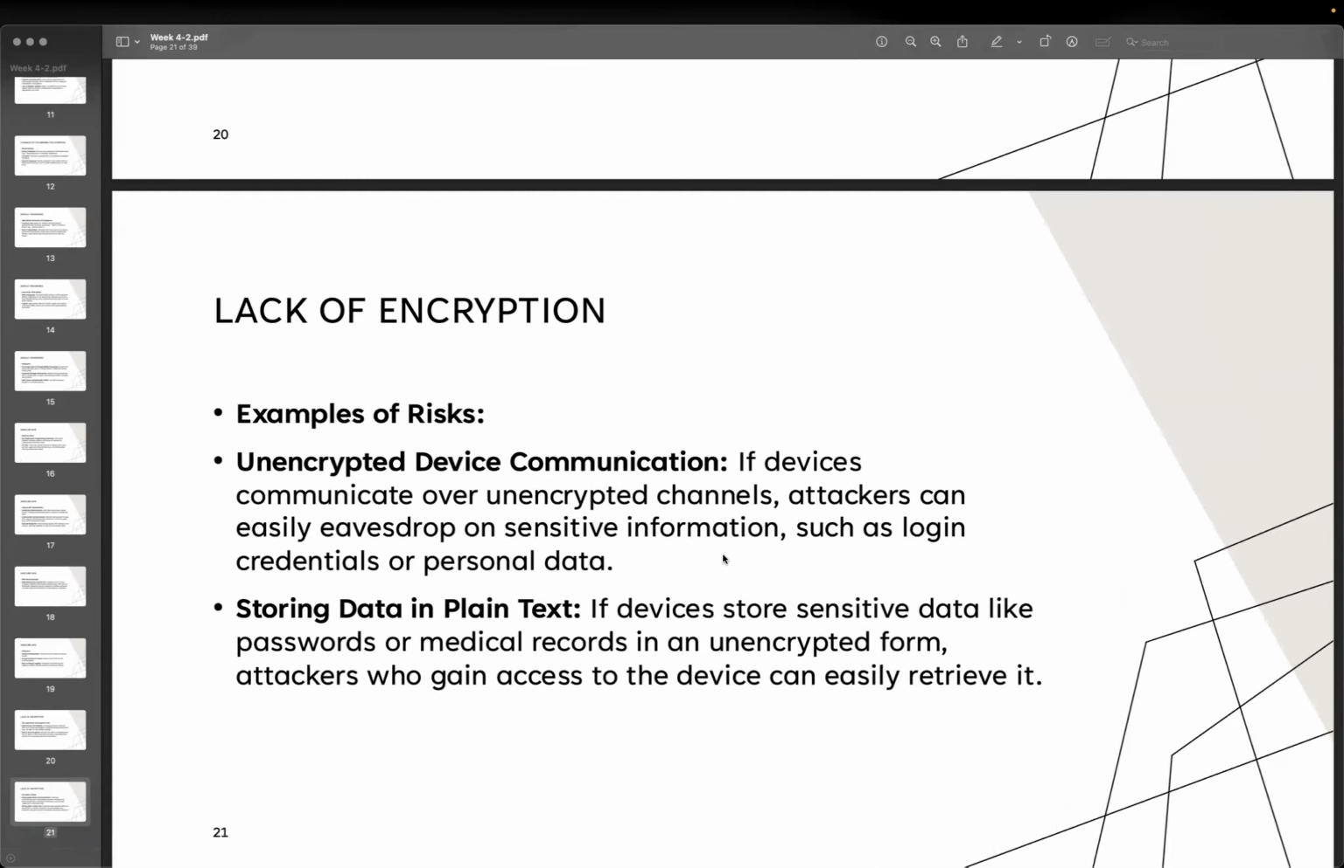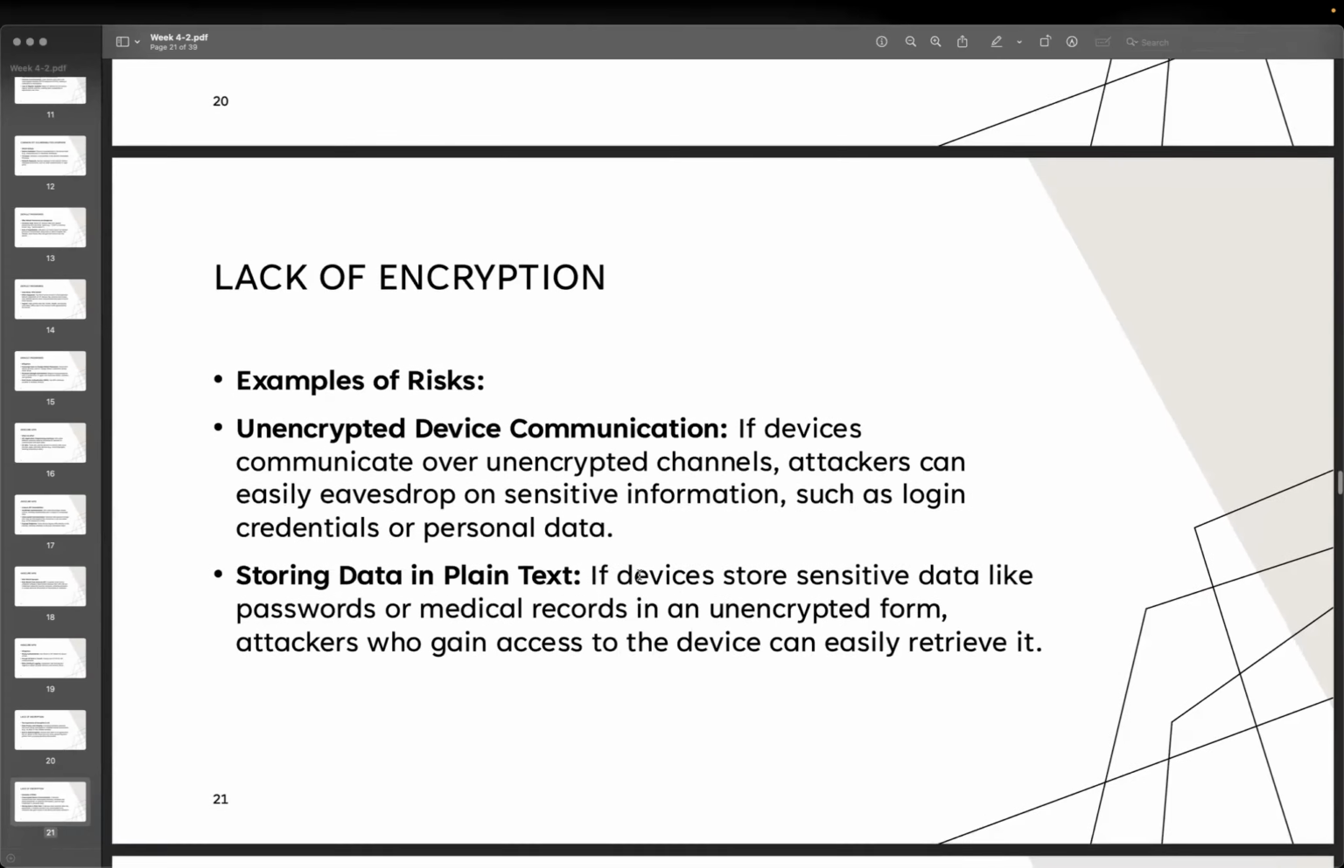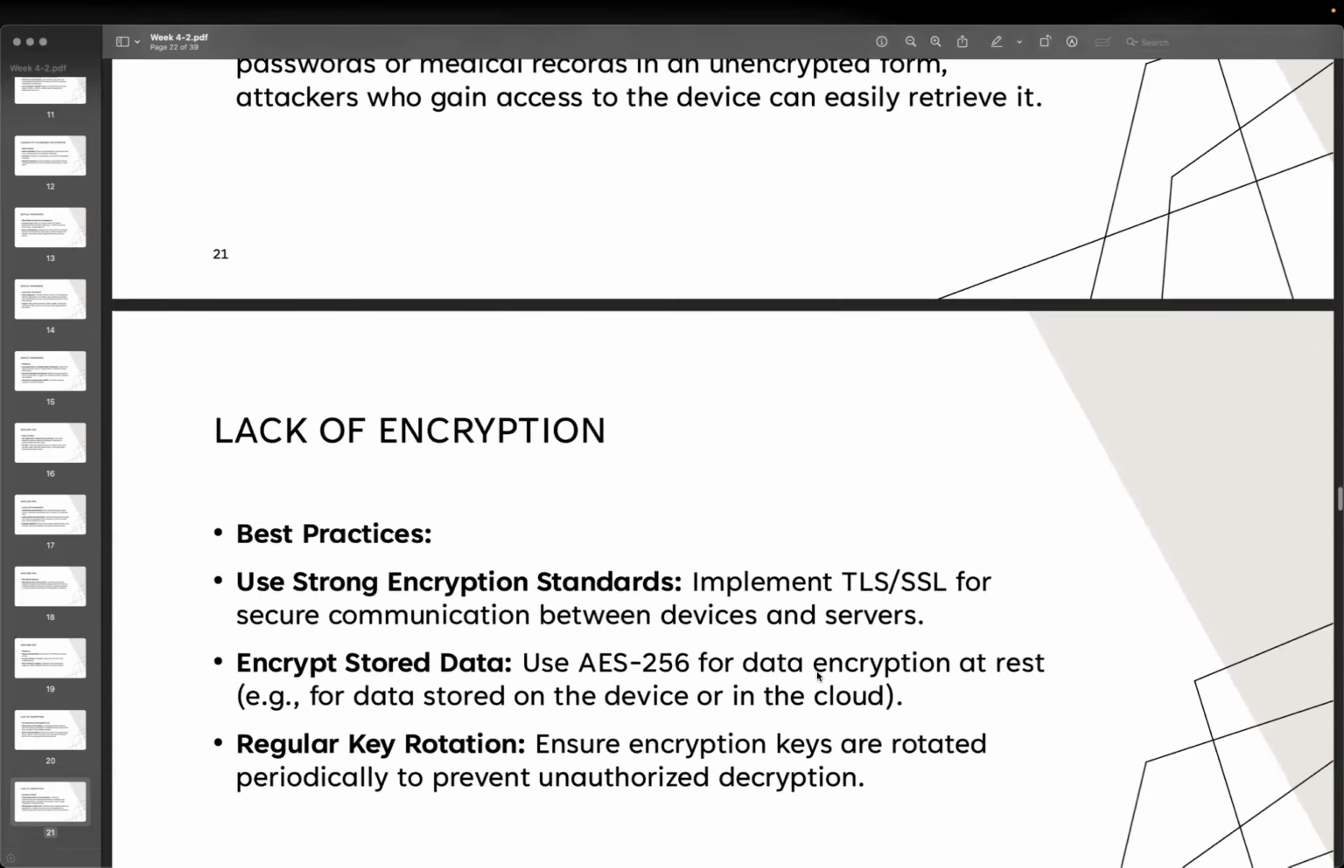And if devices are without encryption, attackers can easily reverse engineer or obtain sensitive information, especially login credentials and personal data like username, password, and email. If you send that data as plain text, even just a JSON file without encryption, they can read it directly. It's easy to retrieve, so this causes a problem.